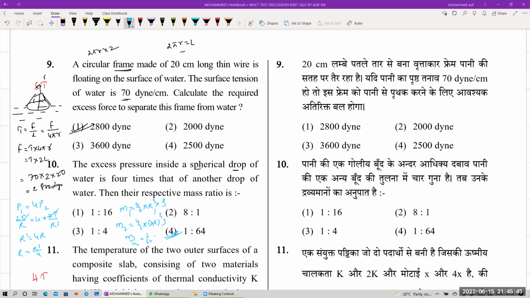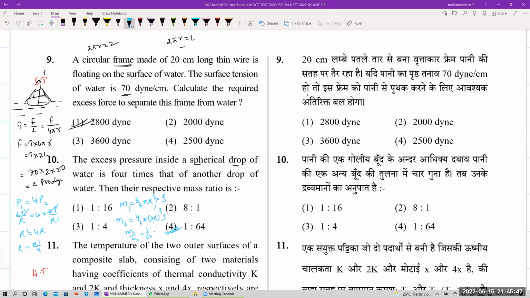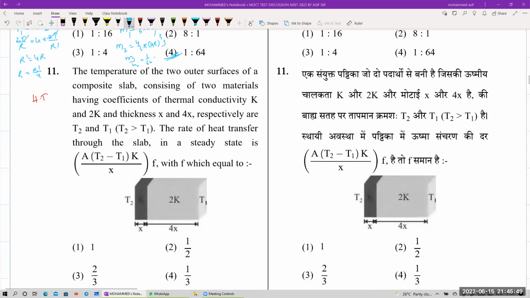डायरेक्ट फॉर्मूला बेस्ड ऑप्शन बेटा, मास इज डायरेक्टली प्रोपोर्शनल टू योर R क्यूब, ठीक है। चलो क्वेश्चन नंबर 11, this is a good question again. The temperature of two outer surface of a composite slab containing two materials have the coefficient of thermal conductivities K as well as 2K, यानी इसका thermal conductivity K है और इसका 2K है और इसका thickness X है और इसका 4X है respectively T2 and T1. So इसका temperature T2, इसका temperature T1, T2 is greater than T1.